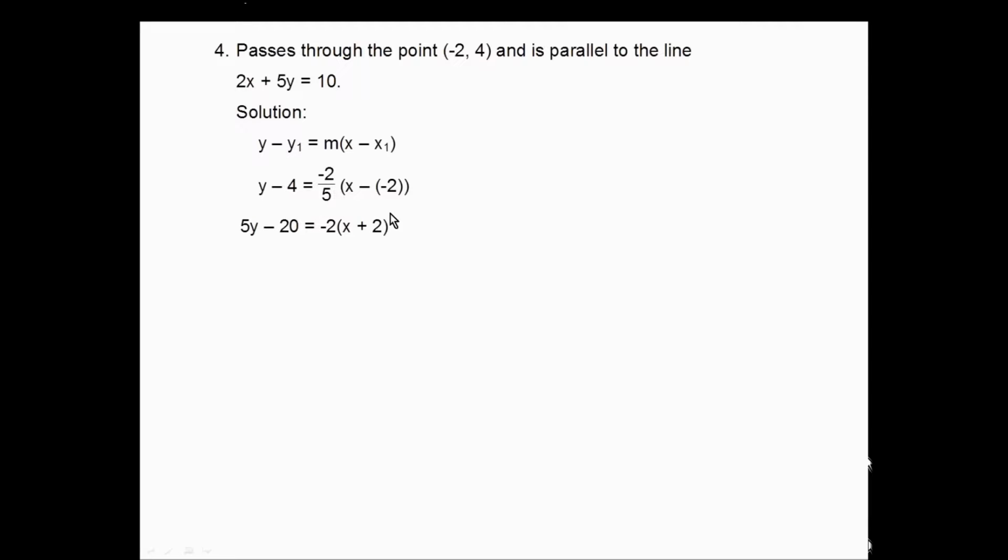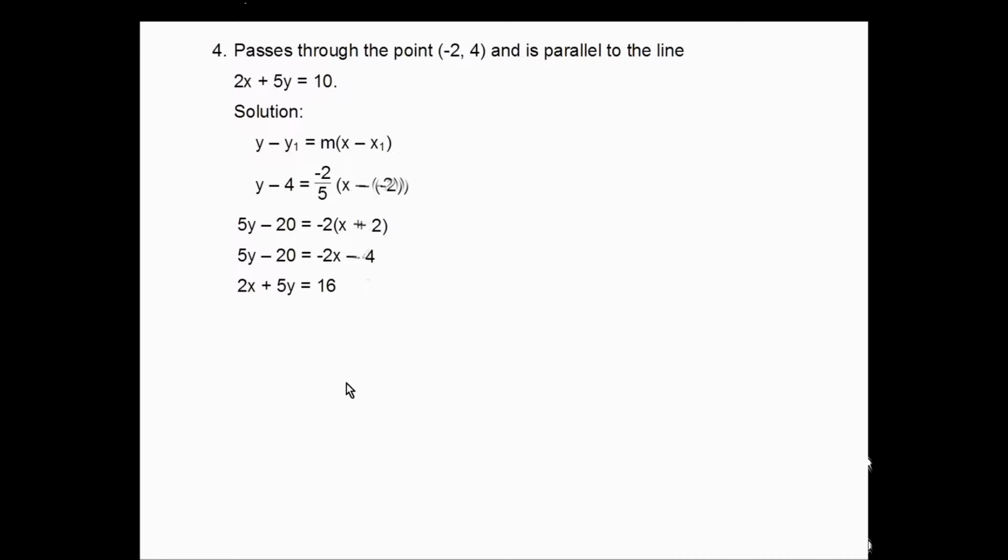Oh, I cleared the fractions as well because I'm doing part A first. So I multiplied everything outside parentheses by 5. That gave me 5y minus 20 is equal to negative 2 times x plus 2. Again, minus minus is plus. Clearing the fractions, multiply by the 5. Distribute the negative 2. 5y minus 20 is equal to negative 2x minus 4. Again, remember, general form, part A, variables are both to the left, numbers to the right. Add 2x, add 20. 2x plus 5y is equal to 16. That's part A.